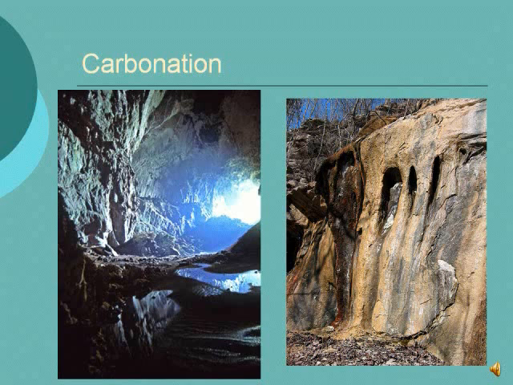Carbonation occurs on the rocks which contain calcium carbonate, such as limestone and chalk, which is very common here in the South. This takes place when the rain combines with carbon dioxide or organic acid to form a weak carbonic acid, which reacts with the calcium carbonate, which is the limestone, and forms calcium bicarbonate.